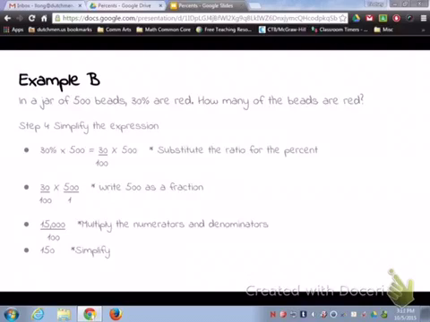Then, to be able to multiply them as fractions, we have to write the 500 as a fraction as well. So we'd put it over 1. Then we multiply our numerators and denominators. 30 times 500 gives us 15,000, and 100 times 1 gives us 100. Once we simplify that and we divide, we get an answer of 150.